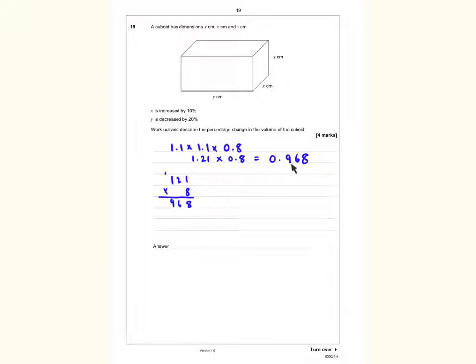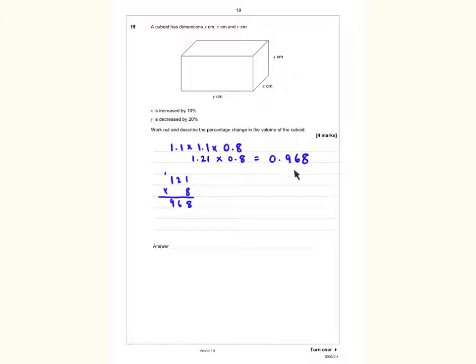Now we must remember that the question says work out and describe the percentage change in the volume of the cuboid. Up to here we've got 3 marks, 1 more mark, and we need to describe, is it a percentage increase or a decrease. We can see that if I end up with a multiplier that's less than 1, here we've got 0.968, it's a percentage decrease.